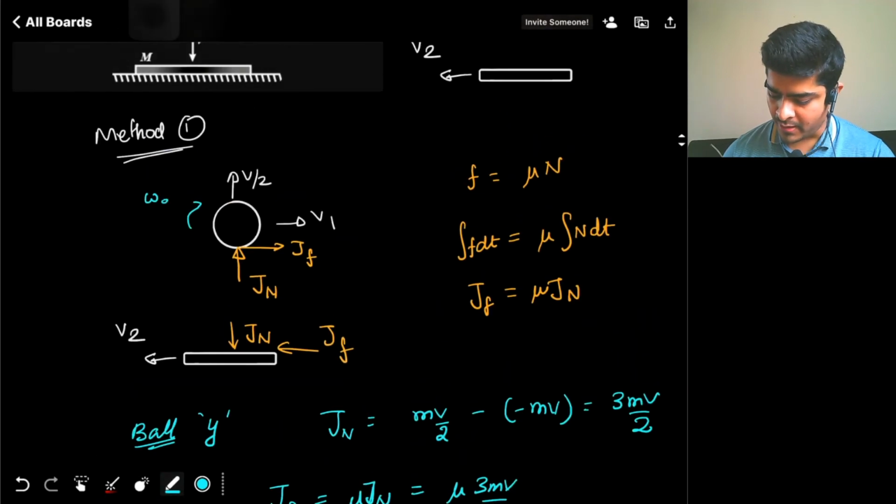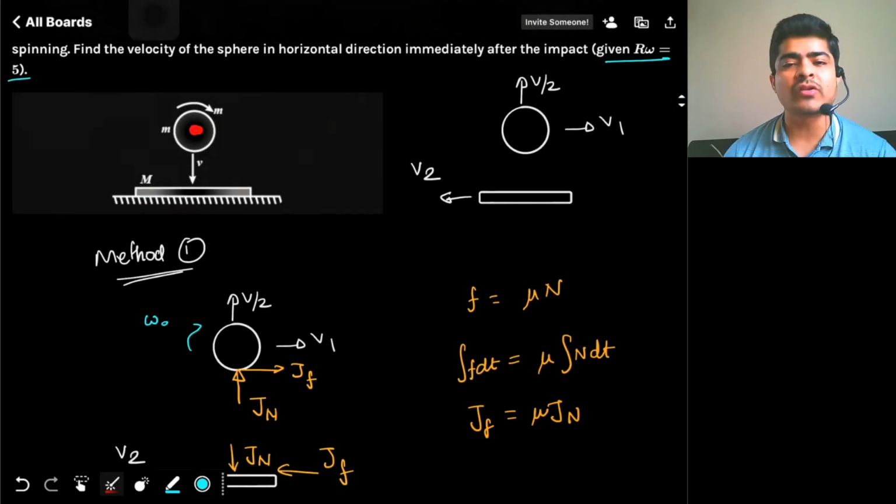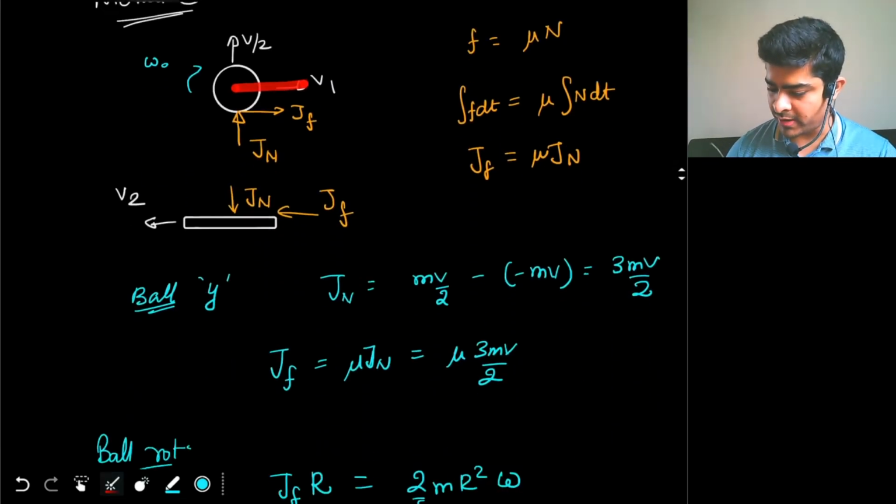Along horizontal, the ball is experiencing an impulse Jf, and initially the ball had zero momentum along x-axis. Finally it will have momentum mv1. So that's it.